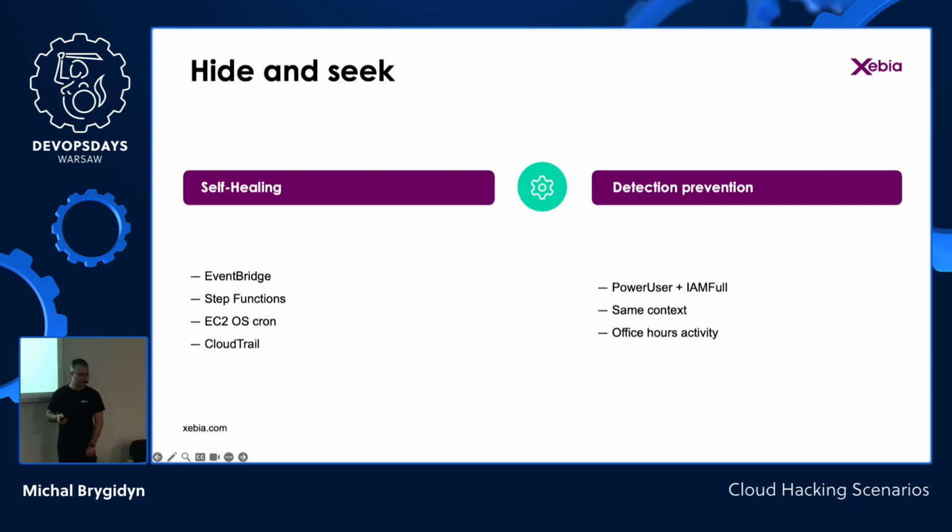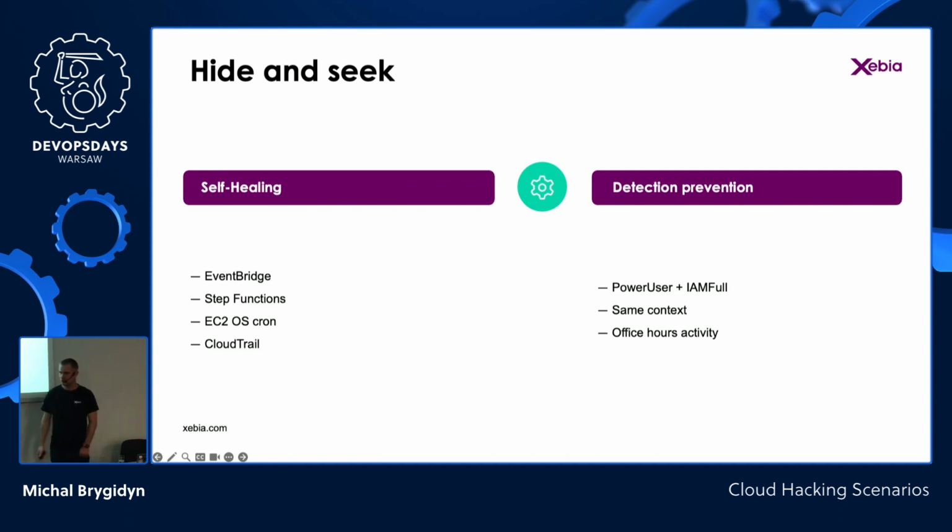But let's say you find out that there is a backdoor and you removed it. So let's use EventBridge to restore the backdoor whenever it sees that there was a deletion process in CloudTrail. Or Step Functions running forever, triggering Lambda, rebuilding and rebuilding and rebuilding. Same for cron on your EC2s. And I can also check CloudTrail with some Lambda and rebuild it whenever you delete something.